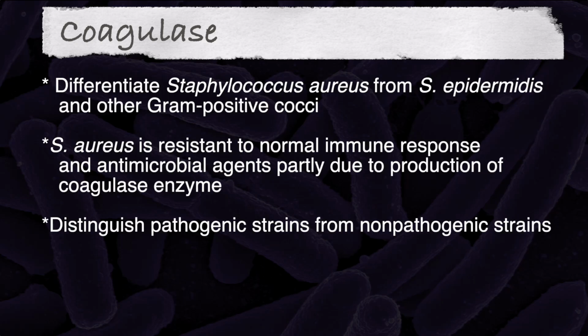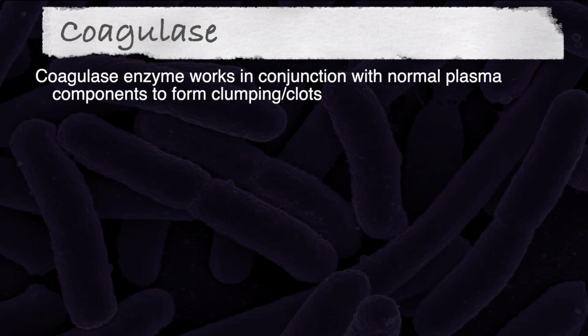S. aureus is resistant to normal immune response and antimicrobial agents partly due to the production of coagulase enzyme. So, the coagulase test allows us to distinguish pathogenic strains from non-pathogenic strains. During this test, the coagulase enzyme works in conjunction with normal plasma components to form clumping or clots.